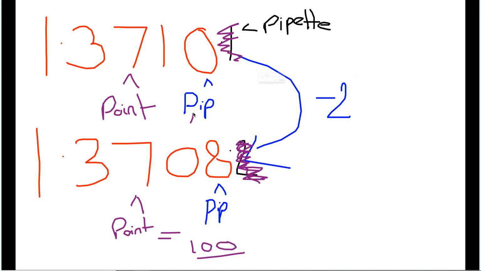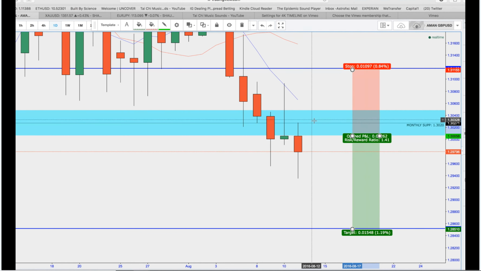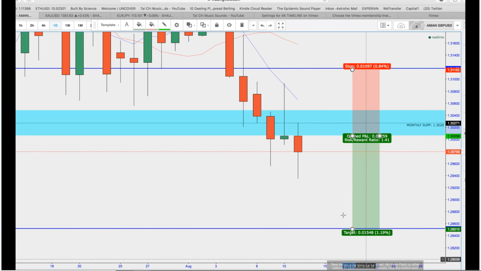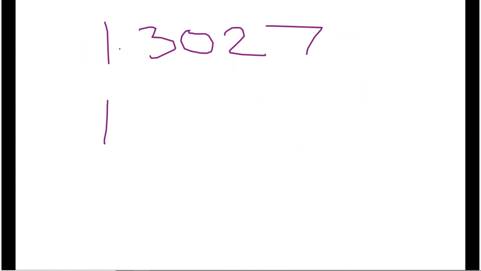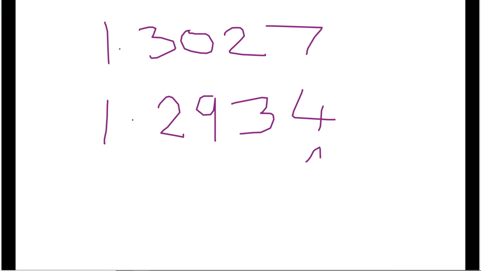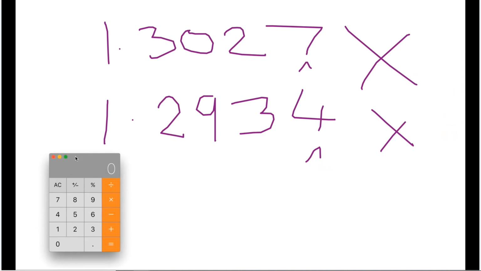Let's simplify this. So 1.3027. The low of the day, what did I say it was? 1.2934. Again, focus is on the 4th decimal. Ignore the 5th decimal on TradingView. It's okay. For those people who struggle, simply start with getting a calculator.